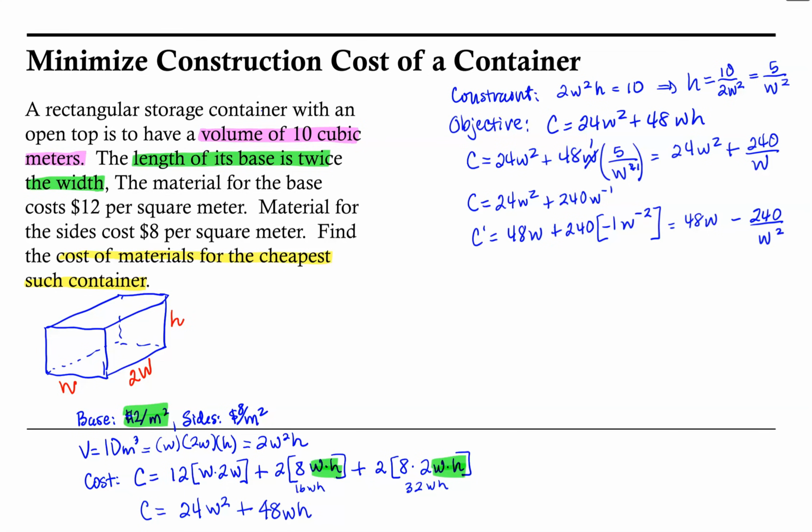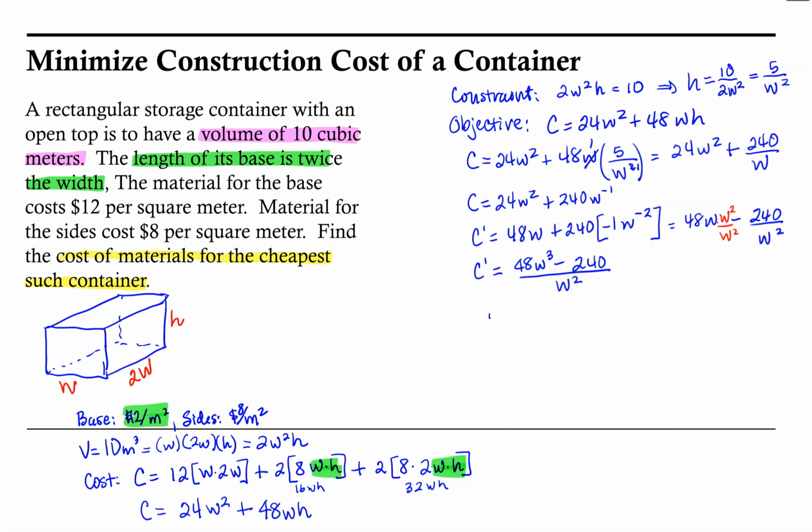Now, in our search for critical points, we'll need to be able to set this equal to 0. Let's go ahead and multiply 48w by w squared over w squared. So at this point, our derivative is 48w cubed minus 240 all over w squared.